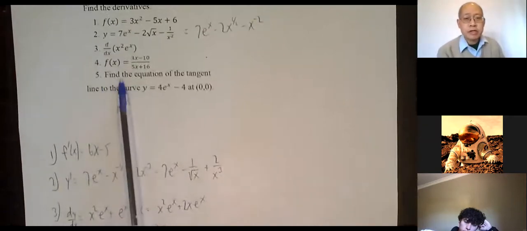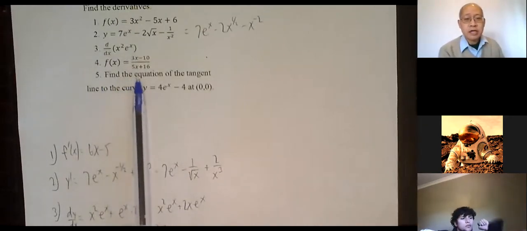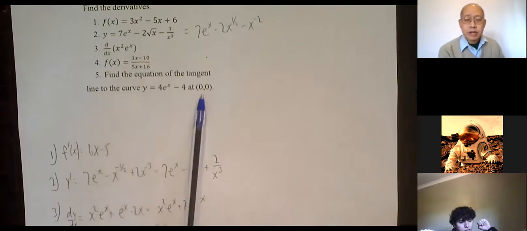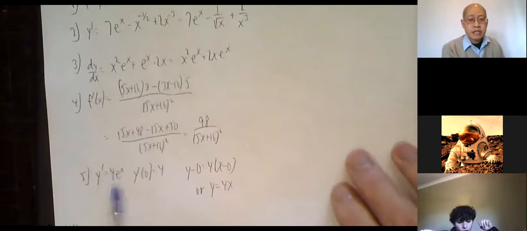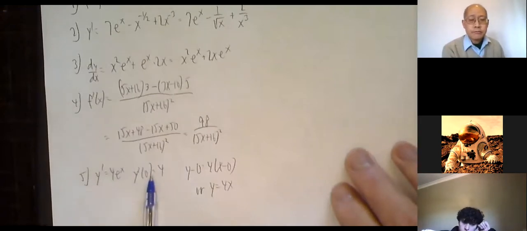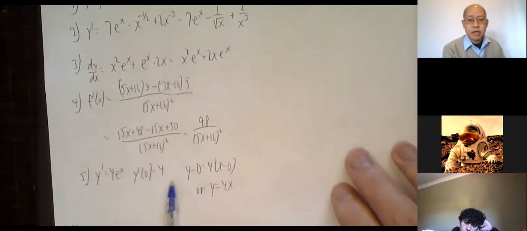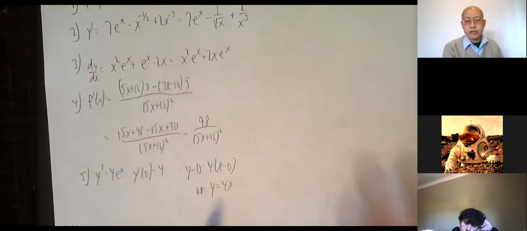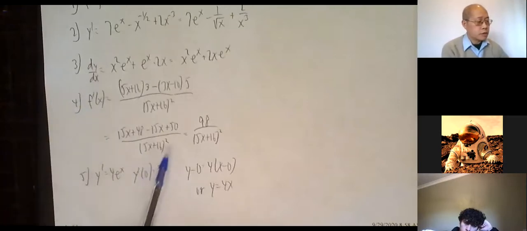Okay, 5, recurring theme. Find the equation of the tangent line. So take the derivative, plug in 0. So derivative is 4e to the x. Plug in 0, you get 4. Then do your y minus y1 equals m times x minus x1. You could leave it like that, or you can tell obviously that y equals 4x also works. Okay, so there we go.